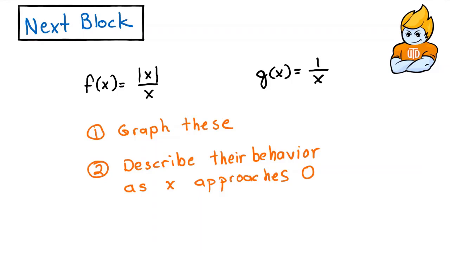In the next block of videos of this camp, we'll be looking at functions which might not behave as well near a point. So I'm looking at these two functions as prototypes, absolute value of x divided by x and 1 over x. Try graphing these if you haven't seen these before, and in your own words, try to describe their behavior as x approaches 0. See what kind of problems you would run into if you try to compute the limit as x goes to 0 for these functions. See you next time.